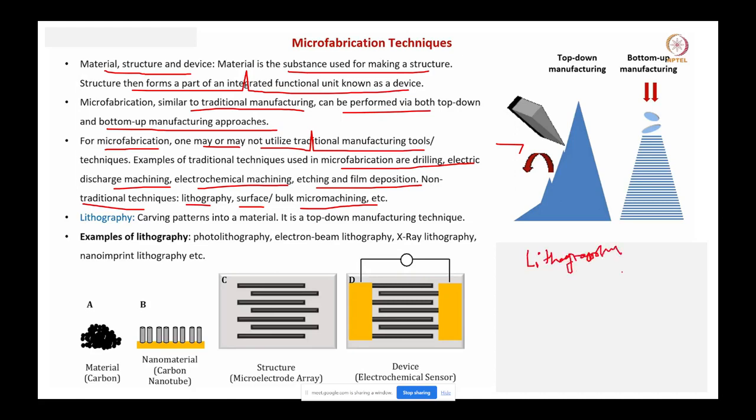How does this work? Lithography. Yes, sir. Basically, lithography is exposure of the particular material to certain light or wavelength, which etches your design or pattern on the material. Okay.